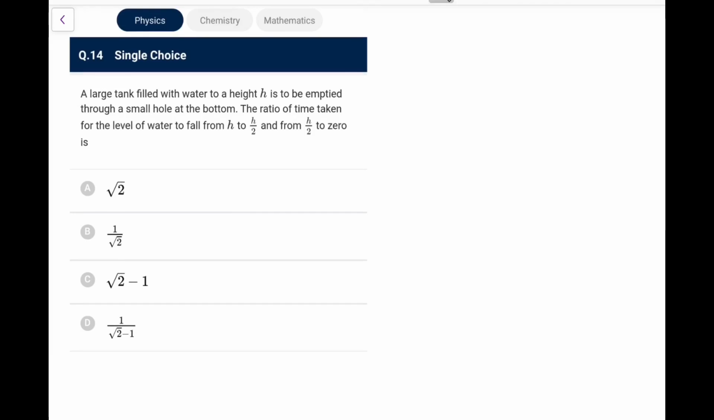Next, a large tank filled with water to a height h is to be emptied through a small hole. The ratio of the time taken to fall from h to h by 2 and h by 2 to 0. Now this is an important question. You just remember the relationship. The time taken is proportional to root h, how much time it will take to be emptied. So first of all, let me take from h to 0. That time required, let's say this time is t1, this is t2.